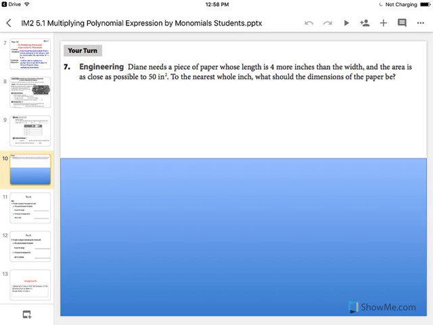So here we can do a rough sketch, right? So let's say we have a rough sketch of the paper. It's length times width, right? So here it's saying that the length is 4 more inches than the width. So the length would be the width plus 4.